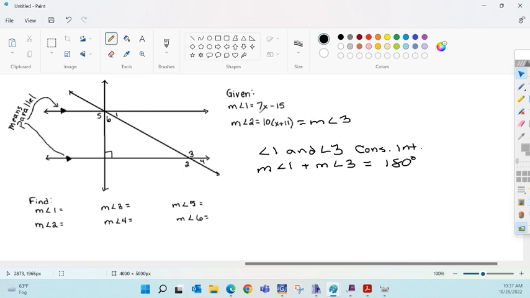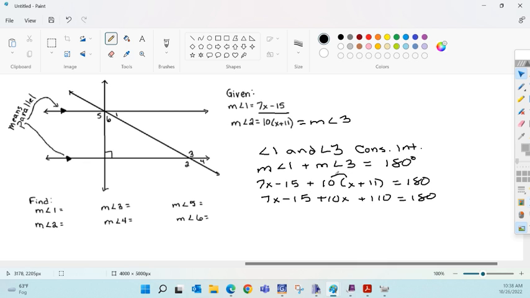So what I can do is take angle 1, which is 7x minus 15, and add it to angle 3, which is 10 times x plus 11, and that equals 180. So this is algebra right here. We need to distribute the 10. So I have 7x minus 15 plus 10x plus 110 equals 180. What is the first thing to do? The first thing is distribute the 10.